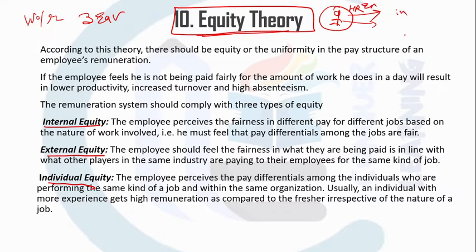So internal equity says that within the organization, within the different hierarchy, his salary should be fair enough. So if there is a senior HR, there is an HR, there is a manager, there is a senior manager and so on, his salary should be in parity with this hierarchy and in parity with another HR working there. So this is the first, internal equity within the organization.